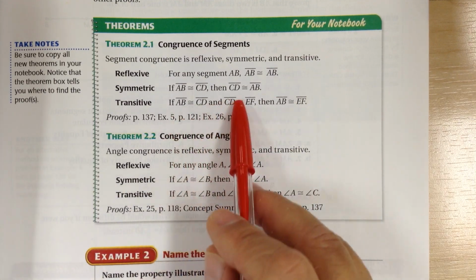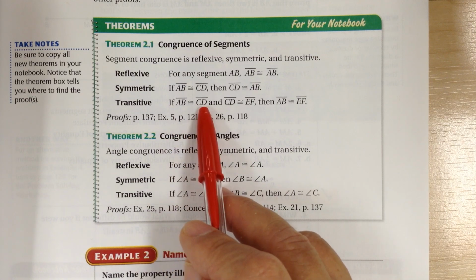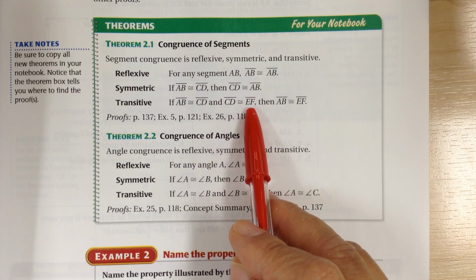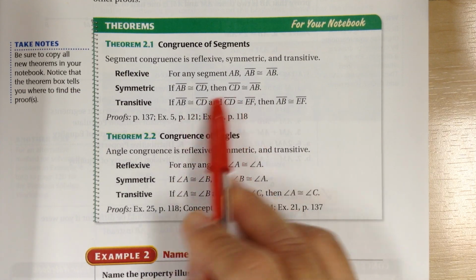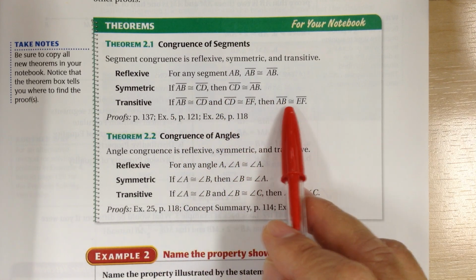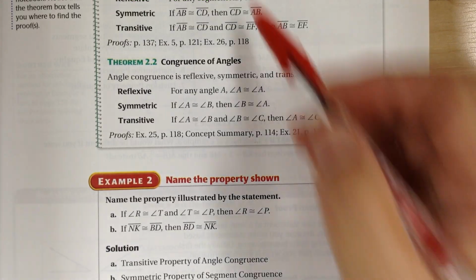Transitive involves three items. If segment AB is congruent to segment CD and segment CD is congruent to segment EF, then you can just link it together, just like dominoes, right? Then segment AB is congruent to segment EF.